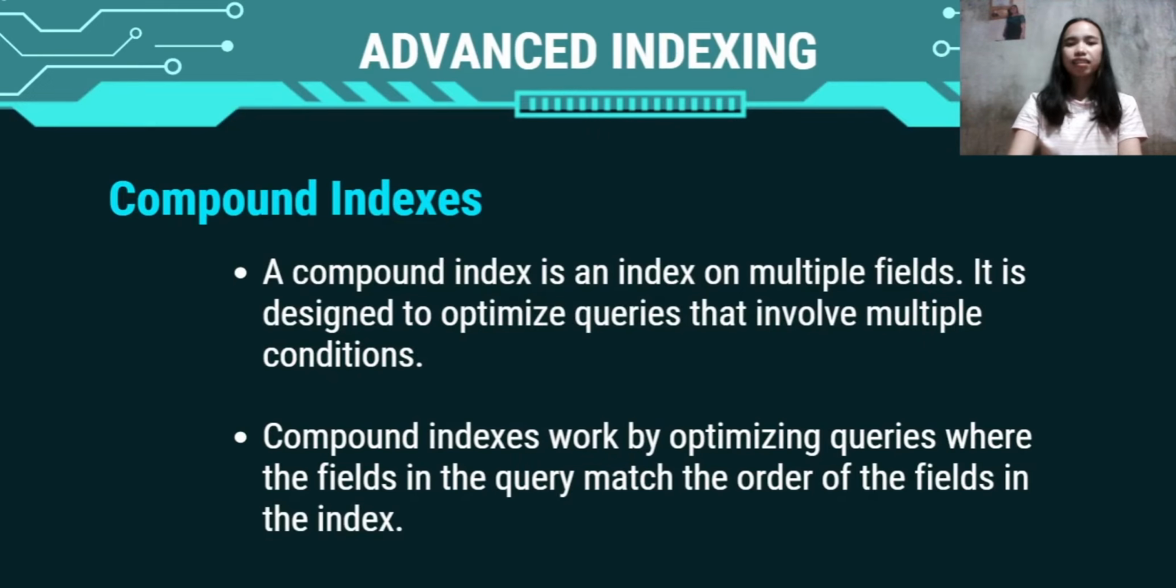Next is compound index. A compound index is an index on multiple fields. It is designed to optimize queries that involve multiple conditions. For example, searching for students based on both GPA and enrolled courses. How to optimize? Compound indexes work by optimizing queries where the fields in the query match the order of the fields in the index. Just like Gemboy said, MongoDB uses the compound index to retrieve documents efficiently without performing a full collection scan.